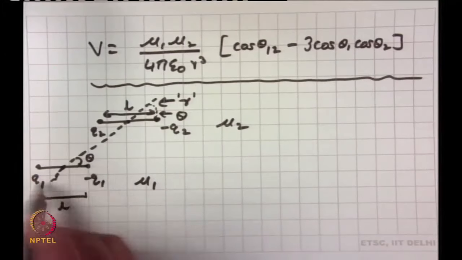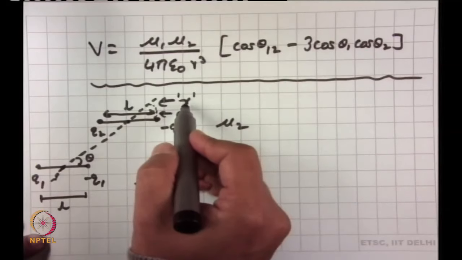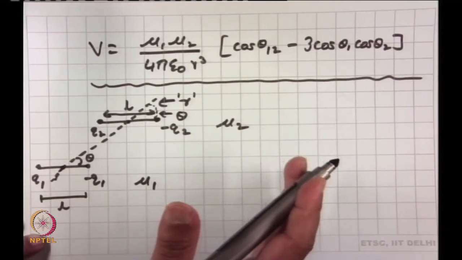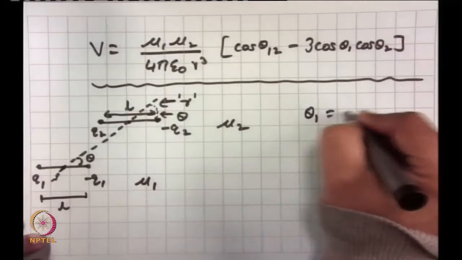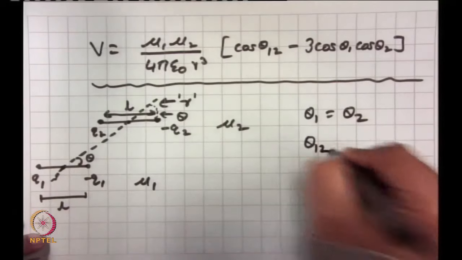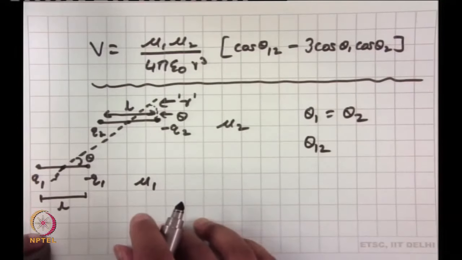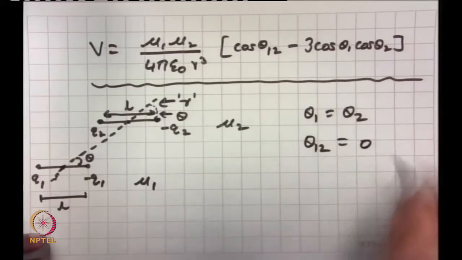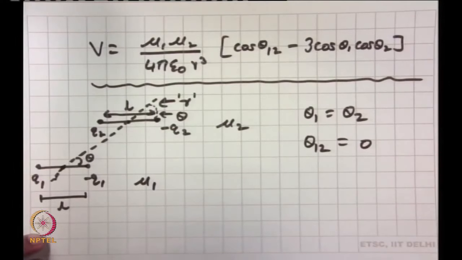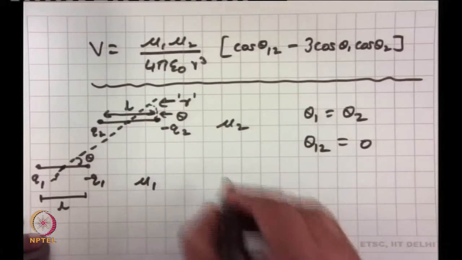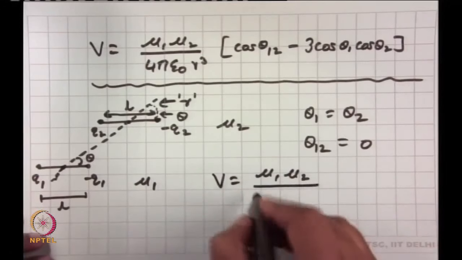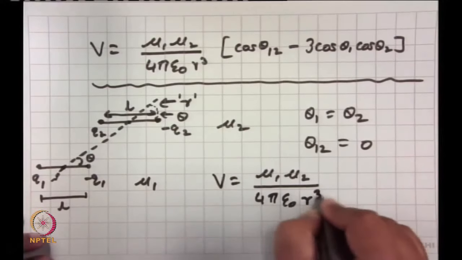So this one makes an angle theta, that means mu 1 makes an angle theta with the radius vector r or the distance vector r, and this one also makes an angle theta, that means theta 1 is equal to theta 2. So here I can say theta 1 is equal to theta 2. That is one. Now tell me what happens to theta 1 2? Theta 1 2? 0. So theta 1 2 is 0 now. And if you put these here, what are you going to get? That means now I can simplify my V further by writing V is equal to mu 1 mu 2 by 4 pi epsilon 0 r cubed, right.